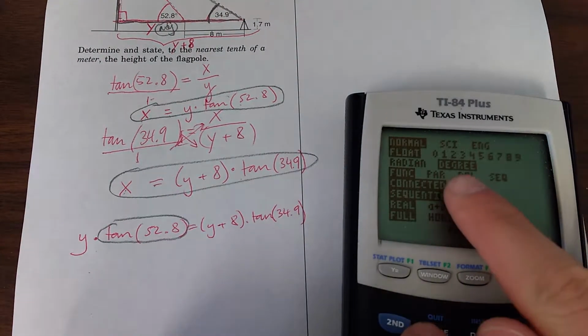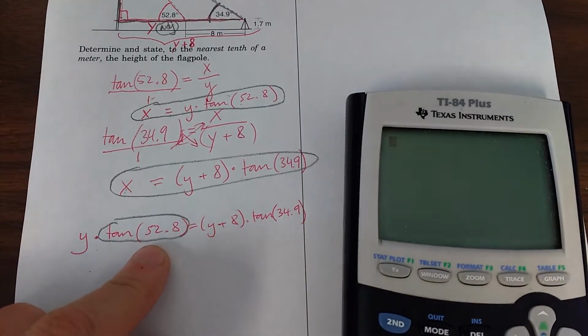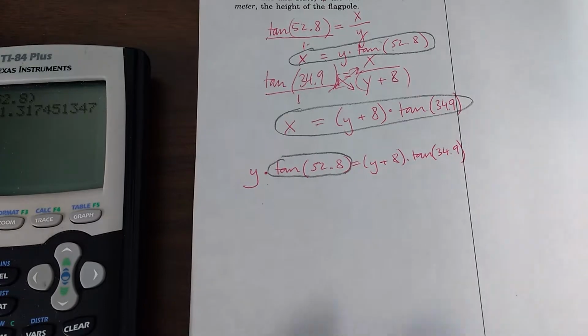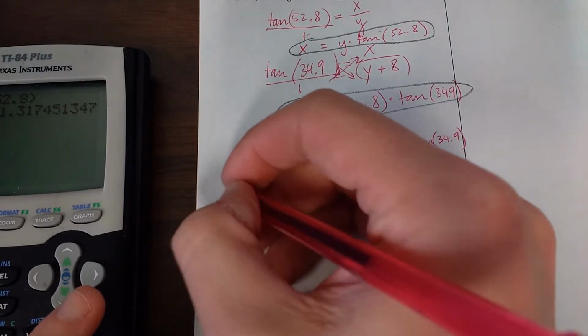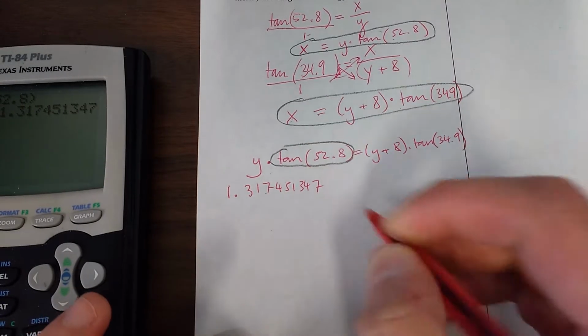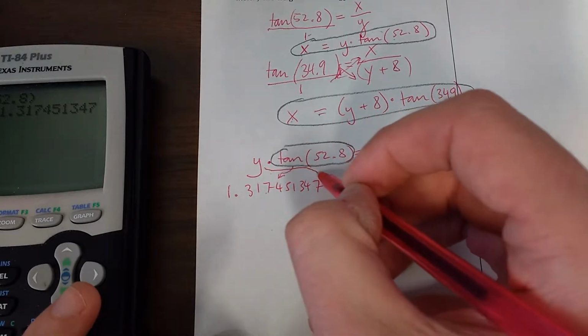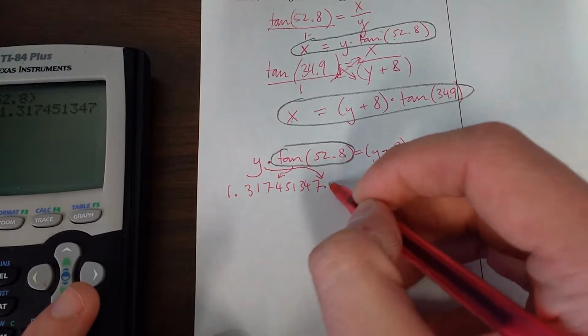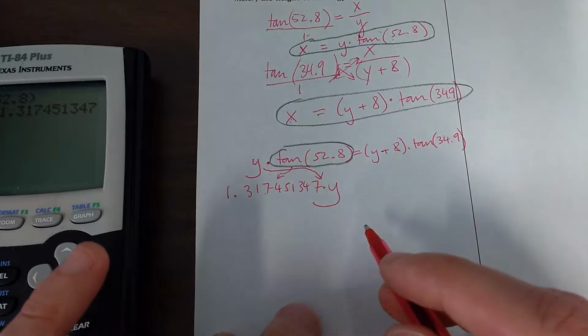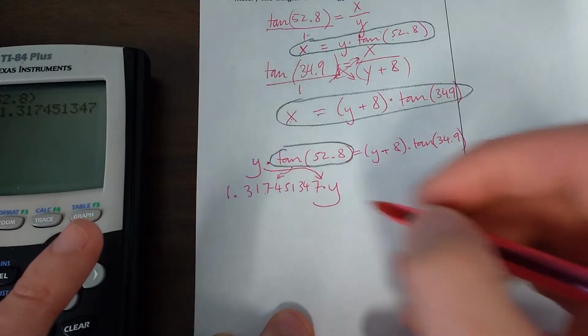Okay, so we're going to make sure we're in degree mode, and we are, so that's good. So let's put in tangent 52.8, and it's 1.31 and so on. Okay, so I'm gonna say 1.317. So that's tangent of 52.8, and that was multiplied by y, so I'm gonna put times y at the end. Okay, so I think that made it just a little bit simpler because we just have a number y.